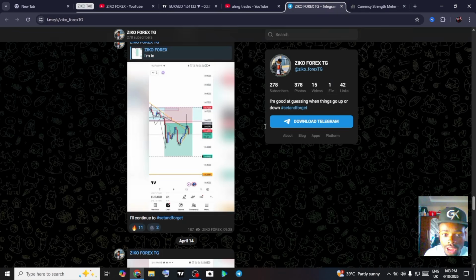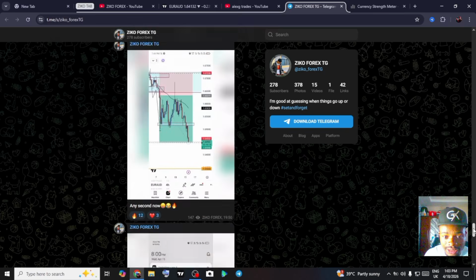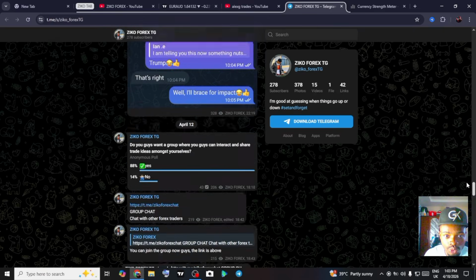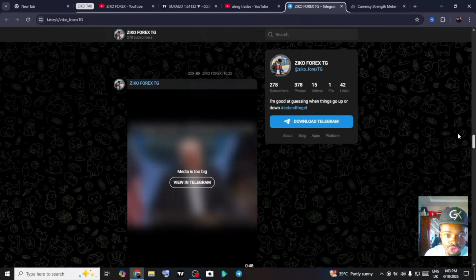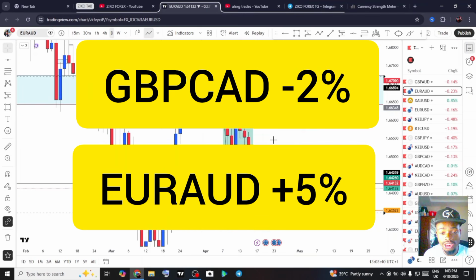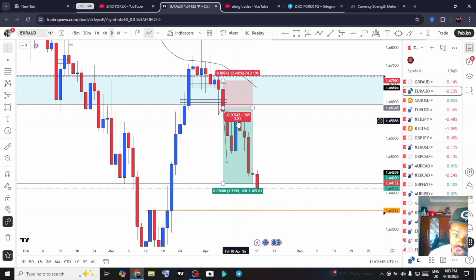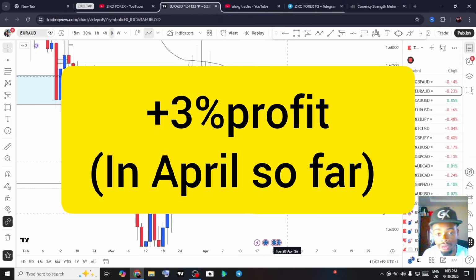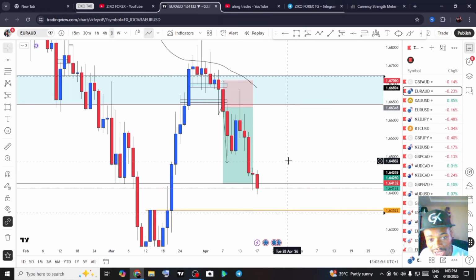And I want to also let you guys know that the beginning of this April, right, there was one trade we actually lost. We lost a trade. Let me show you guys before we continue. Yes, this right here. So it was GBP CAD. So GBP CAD minus 2%, Euro AUD plus 4%, but technically more than plus 4% because this is 1:2.8, right? So I'm pretty much up for this month already, right? Pretty much up for this month already. So we are around 3% for this month.